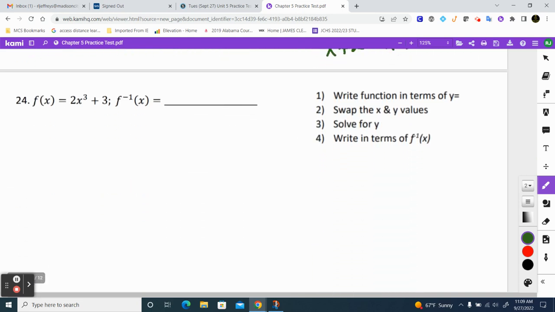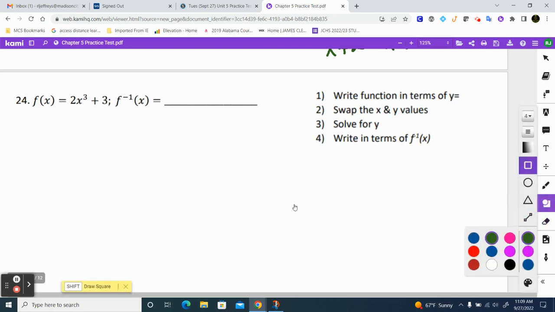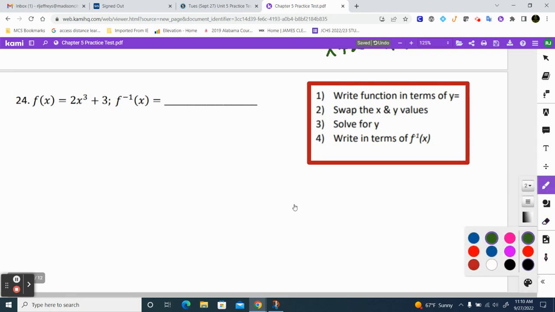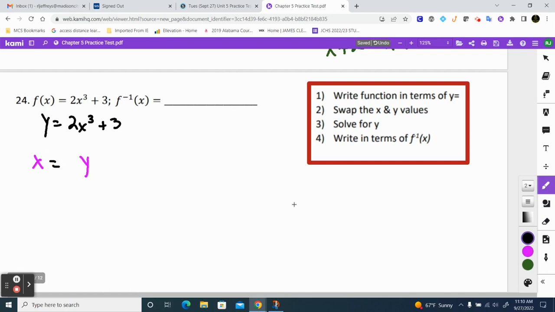And number 24. All right. So, y equals this. Okay. I'm swapping. Lost my color. All right. So, okay, when you're solving these, you're doing the opposite.